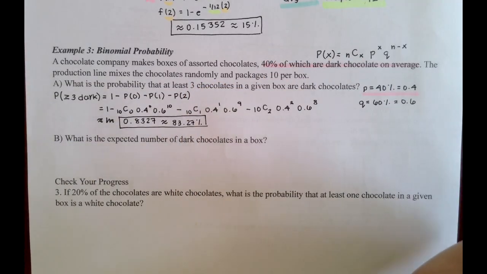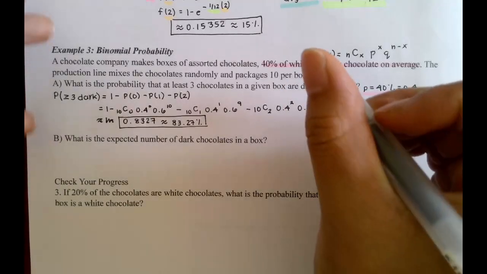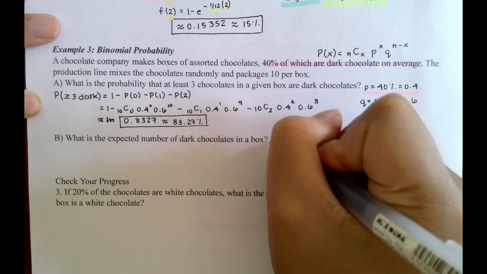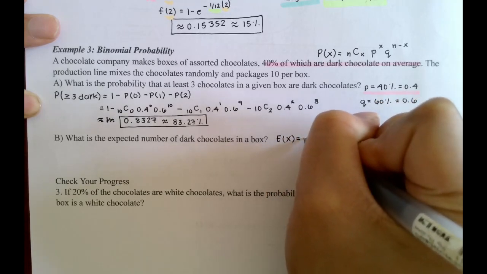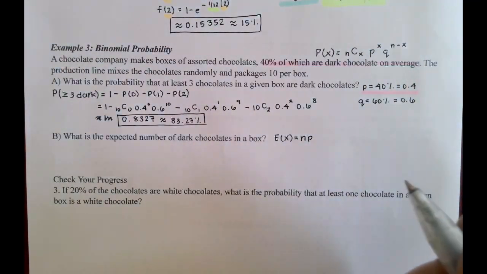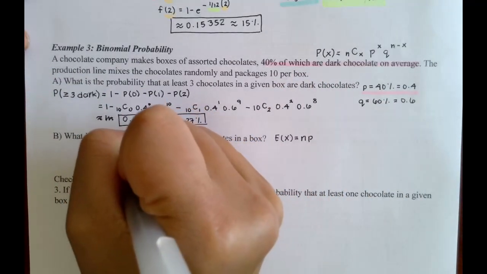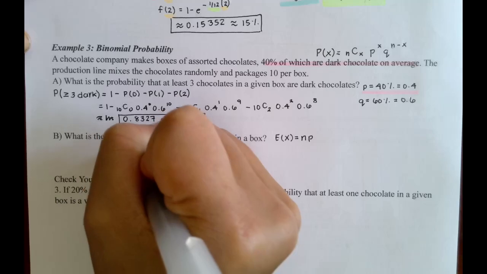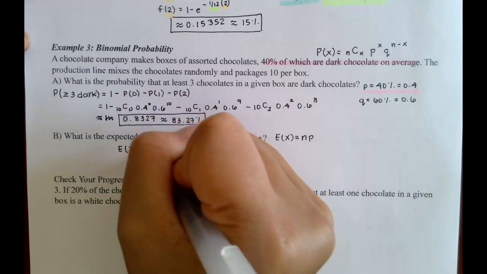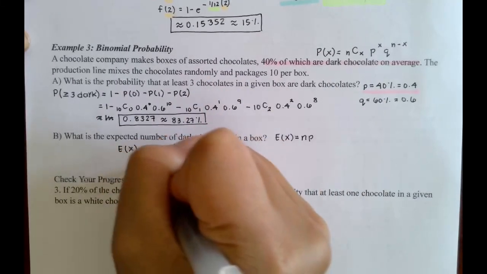Then the next part asks for the expected number of dark chocolates in the box. So remember, the expectation of x equals the number of trials times the probability of success. There are 10 trials, and the probability of success is 0.4. The expected number of dark chocolates per box is 4.